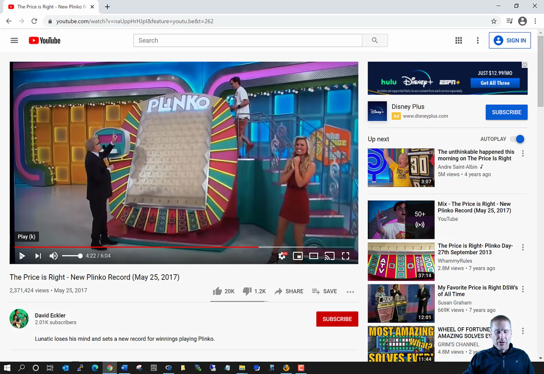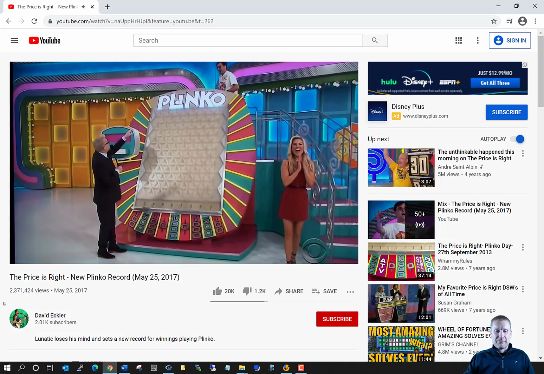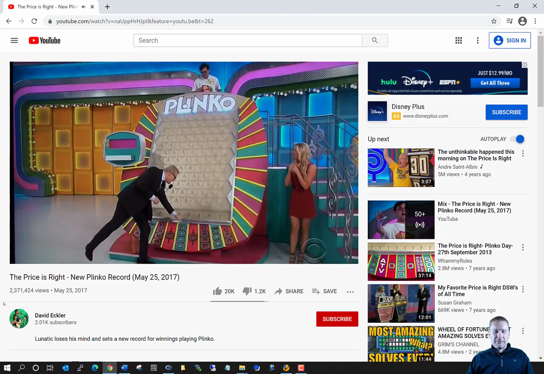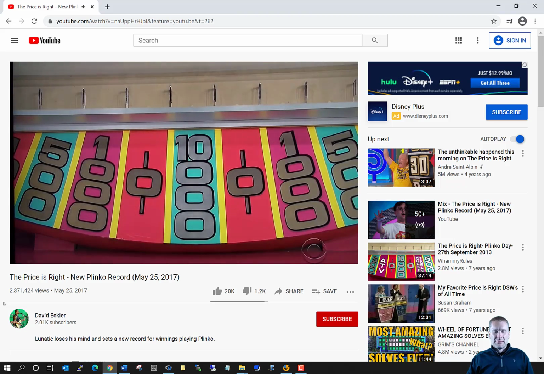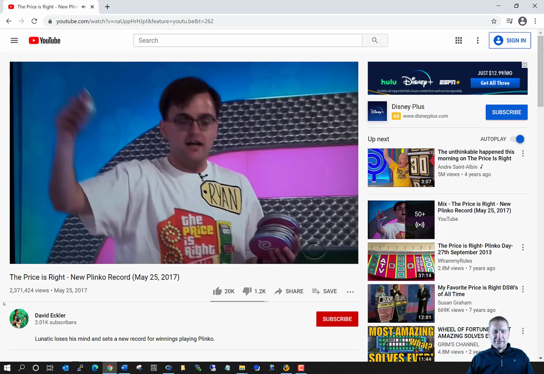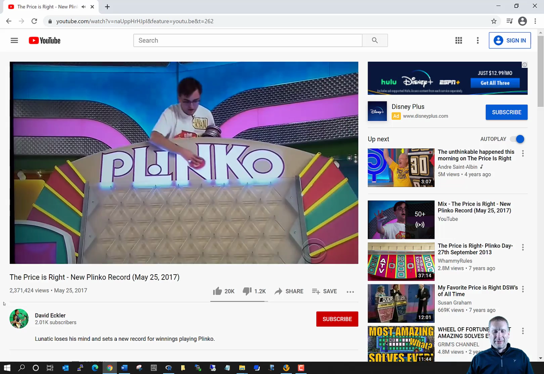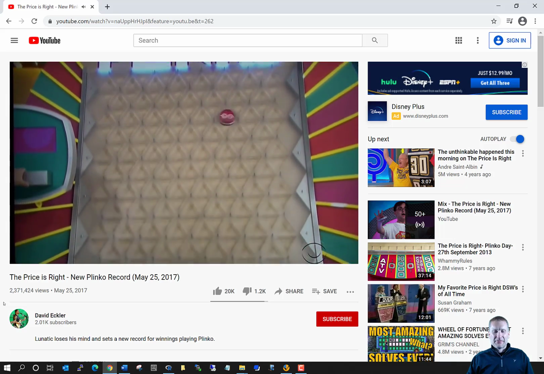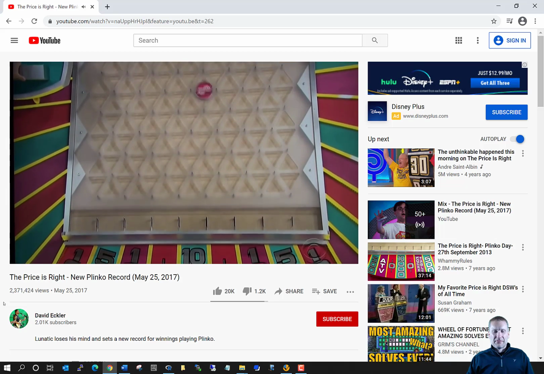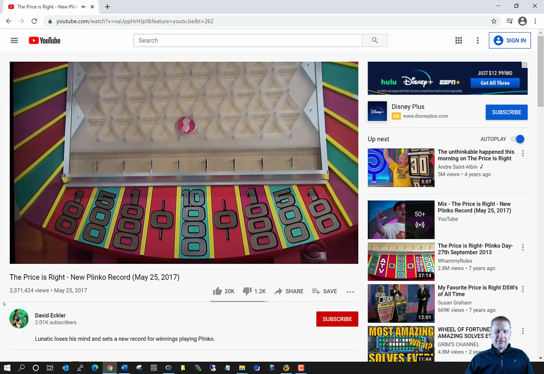money he actually wins. Put him against the wall, drop it, 10,000 right in the middle. Good luck, man. 5 chips. Here we go, guys. They win some money. Here comes chip number 1, 10,000 in the middle, 10,000 in the middle.